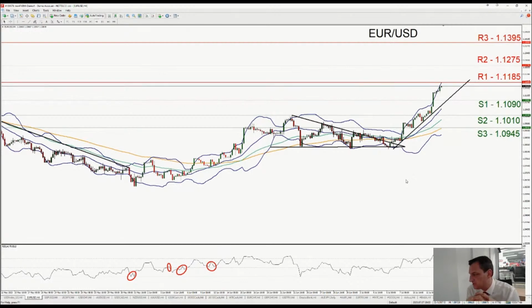For the time being, I wouldn't be surprised to see the price action of Euro USD actually being able to break above the R1 1.1185 and start aiming for the R2 1.1275. On the other hand, should the pair stabilize, I would expect it to remain between the R1 1.1185 and the S1 1.1090.